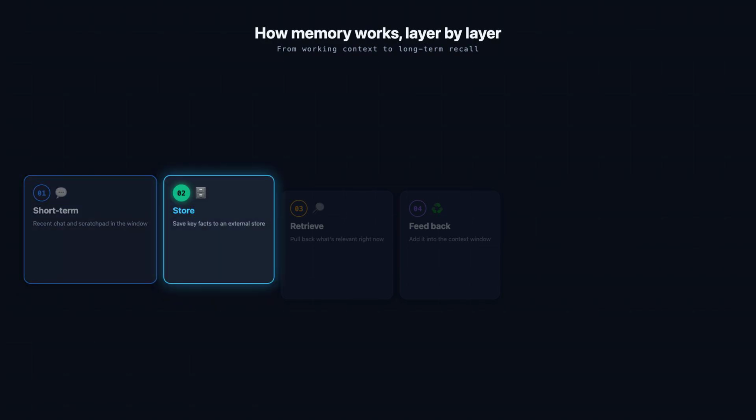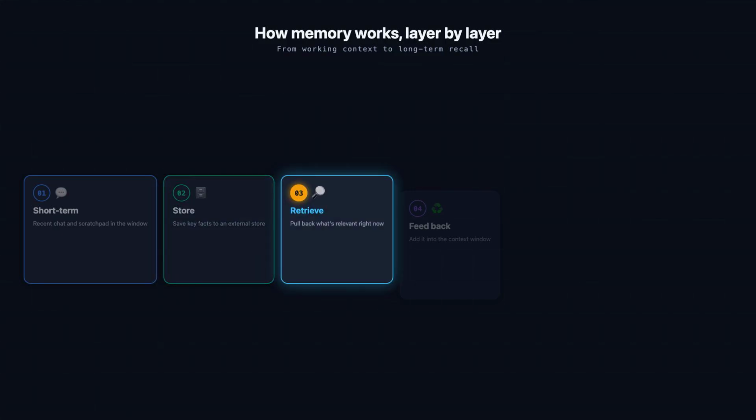Anything worth keeping gets written to long-term memory, which lives outside the model entirely. Key facts, past events, and preferences are saved to an external store, very often a vector database, so they survive long after the current window has been flushed away and the chat has moved on.